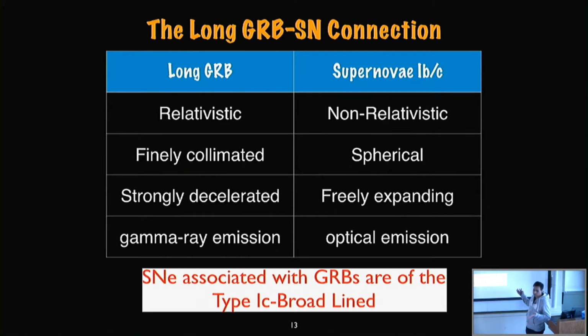So what's the difference between long GRBs and supernovae? GRBs are relativistic, finely collimated, and strongly decelerated outflows, and they're detected in gamma rays. Supernovae are non-relativistic, spherical, freely expanding, and they're discovered through optical emission. But one extremely important point about the GRB supernova association is that every supernova that is associated with a GRB is of a specific type. It's always type 1c broadline, which means it's a compact star which doesn't have hydrogen or helium around it. And it's a massive star.